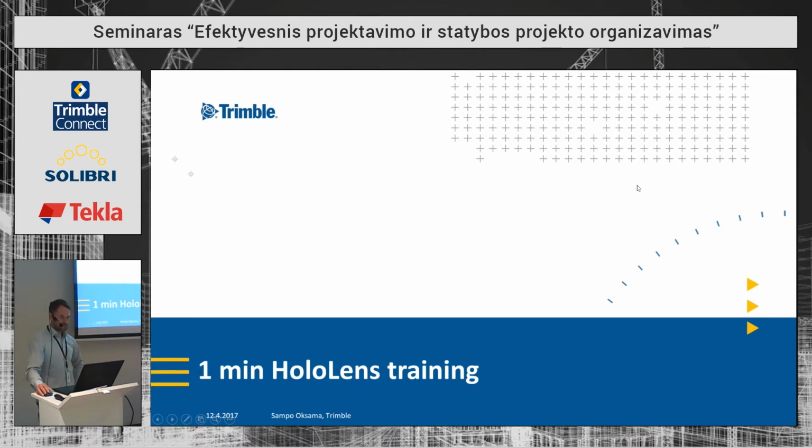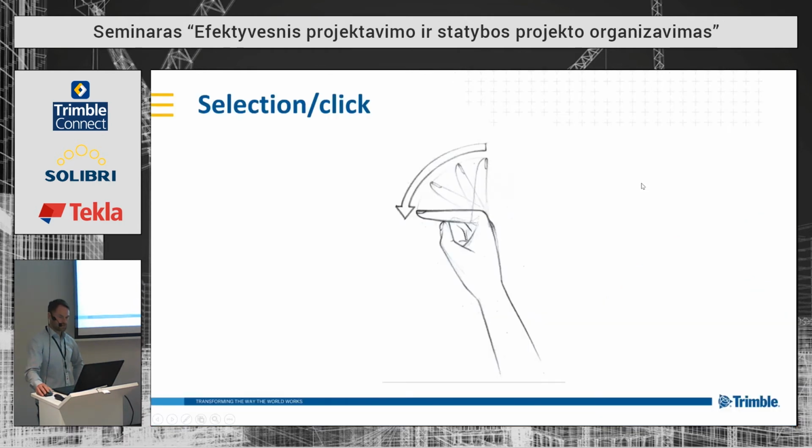Then the last part is the HoloLens training. It takes one minute because using the HoloLens is really easy. There are only two things you need to know. One is the mouse click, which you normally do like this. With the HoloLens you can use two fingers, so the HoloLens camera can see that you are clicking. That's how selection and clicking works.